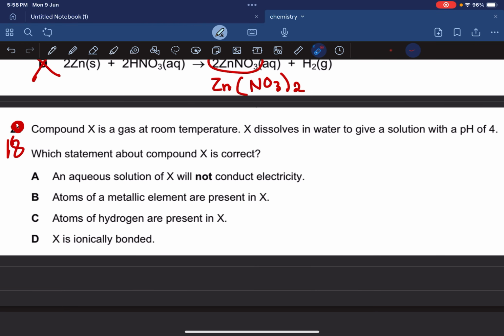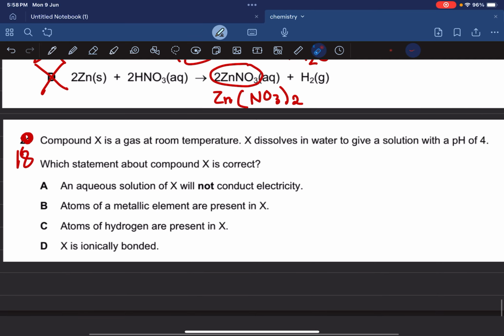Compound X is a gas at room temperature. Okay, if you are able to do this, I'm gonna accept you guys as genius, because this one is a really difficult one. Compound X is a gas at room temperature. Each information is like a diamond. It's very important. X dissolves in water to give a solution of pH 4. Okay, X is soluble in water, will dissolve to give a solution of pH 4. Which statement about compound X is correct?